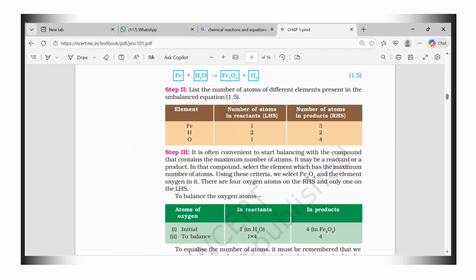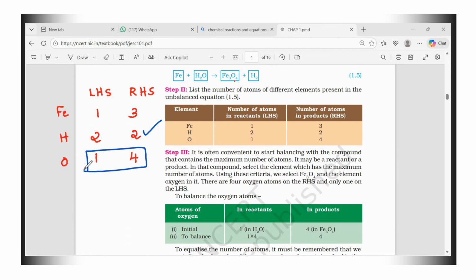Then we will write LHS and RHS of all the elements which are involved in the chemical reaction. That means Fe is there, hydrogen is there, oxygen is there. So in LHS and RHS, we will write for Fe: LHS 1, RHS 3. Hydrogen: LHS 2, RHS 2. Oxygen: LHS 1, but RHS 4. So we will identify the number of each element on LHS and RHS, and check which is most unbalanced. Hydrogen is completely balanced, but the most unbalanced is oxygen. So we will try to balance oxygen first.